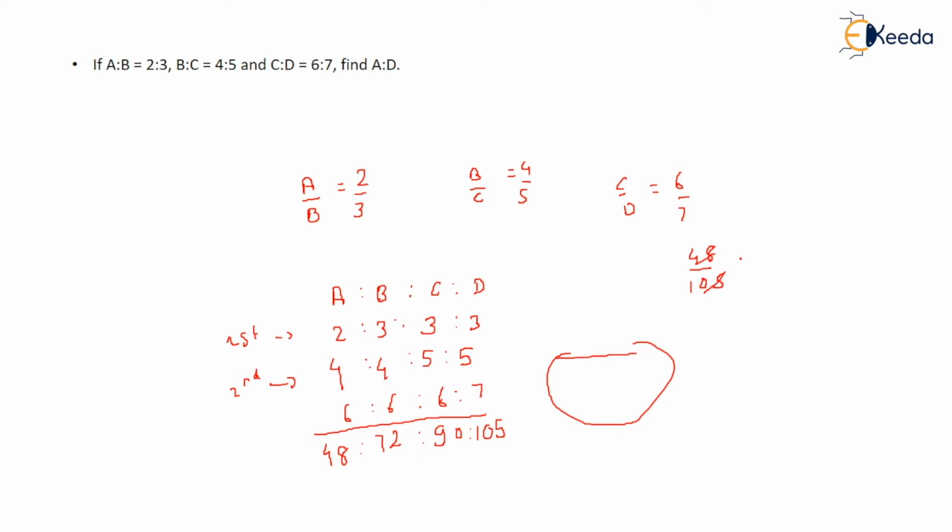After cutting it by 3, this comes out to be 16. And this comes out to be 35. Okay, so further it won't go, this will remain as it is. So the value of A by D is 16 by 35. Simple. Okay, let's move towards the next question.